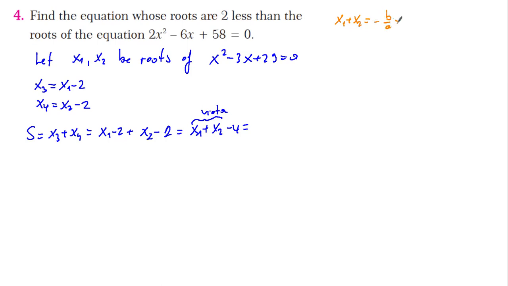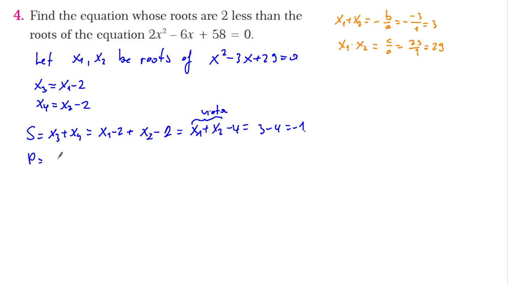It's minus b over a, negative minus 3 over 1. That's just 3. And the second Vieta's formula was x1 times x2, which is c over a. For us, it's 29 over 1. That's just 29. All right, get these values and substitute here. That's 3 minus 4, negative 1.